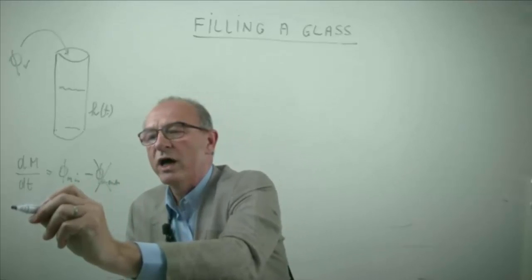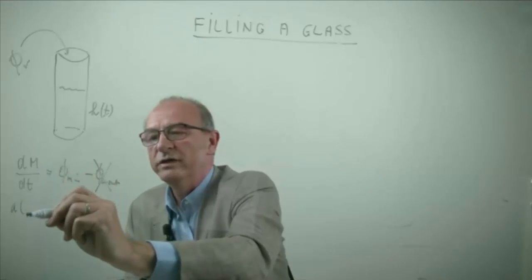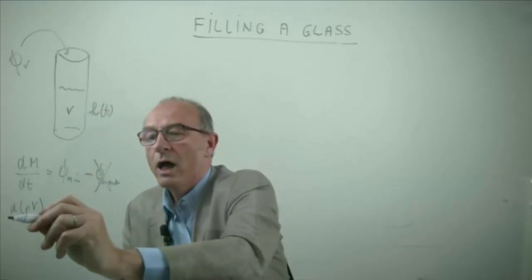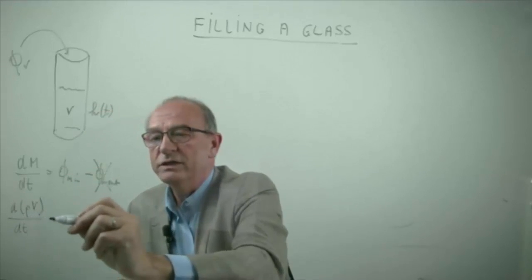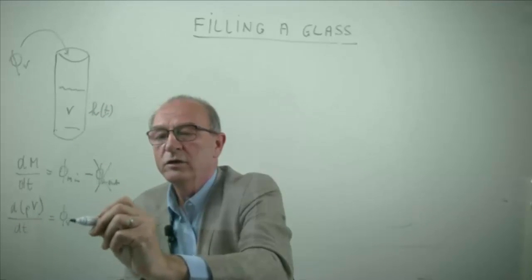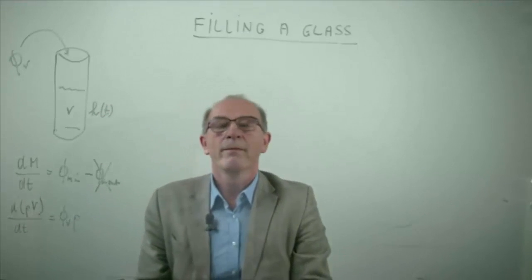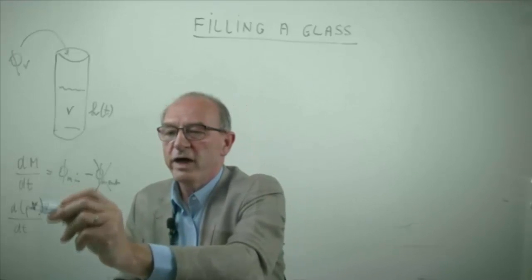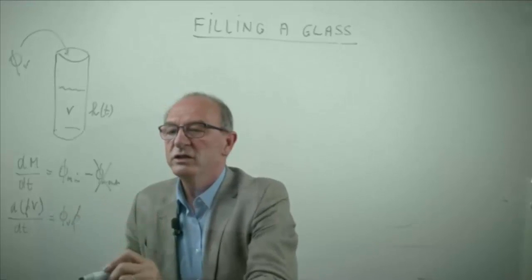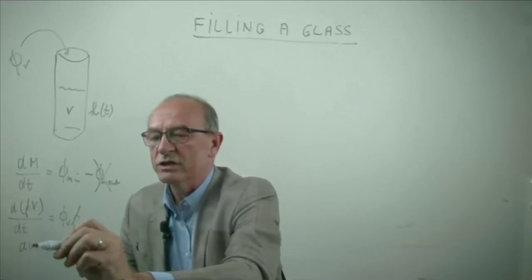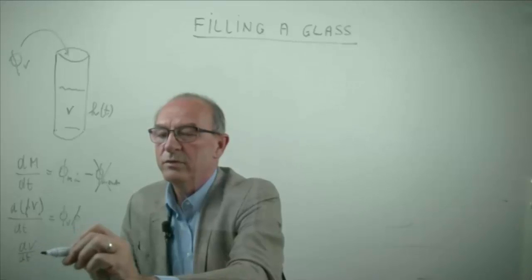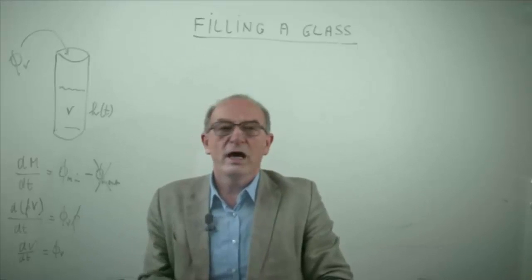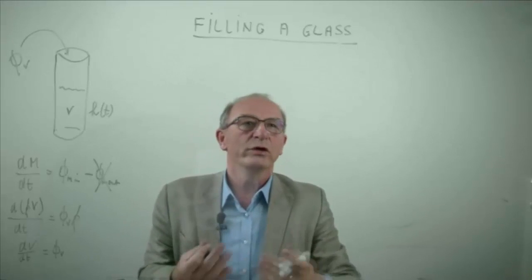Well, let's substitute the mass. The mass equals the density multiplied by the volume of the liquid in the glass, as a function of time, and that is equal to the volume flow rate multiplied by the density. Well, we assume that the density is constant, so you can divide both sides by the density, and the only equation which remains is that the change of volume as a function of time is equal to the volume flow rate. Well, now we have to rewrite the volume into a height.